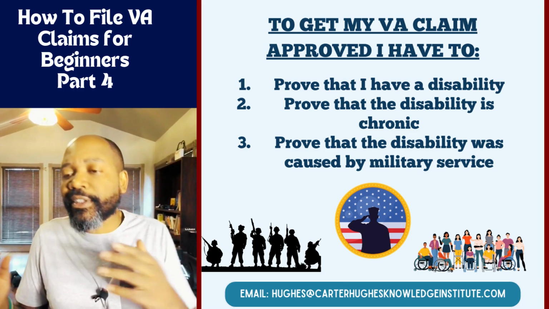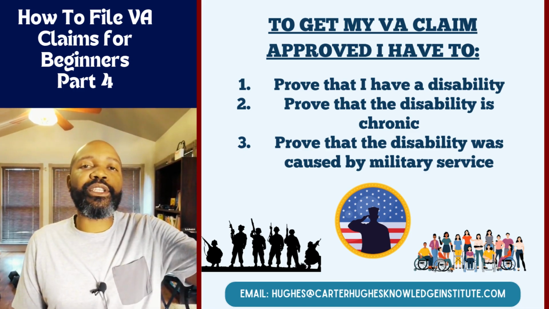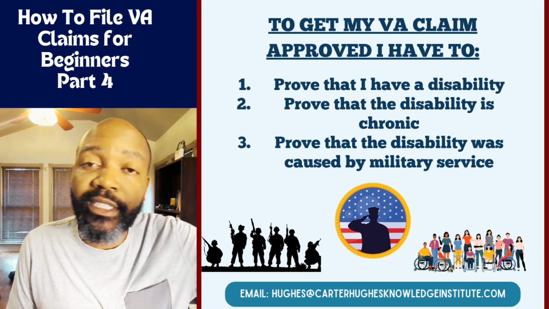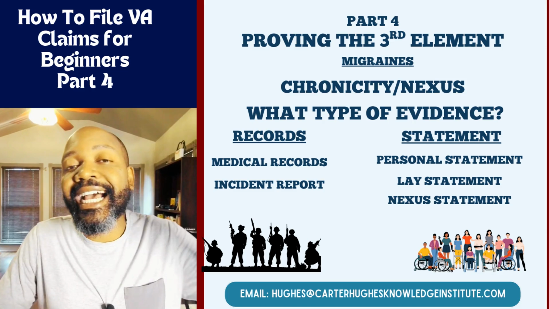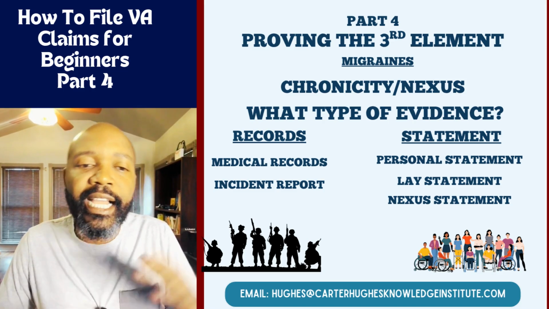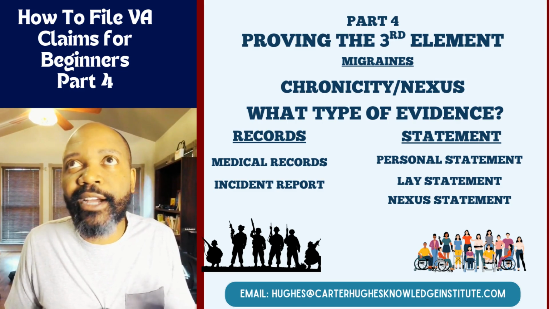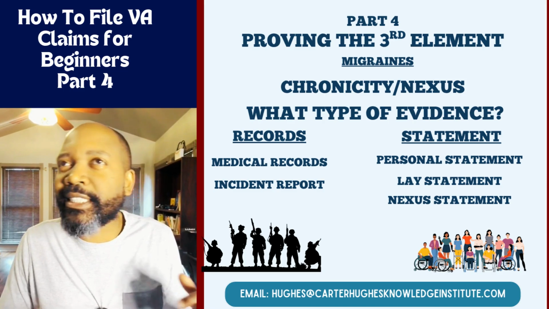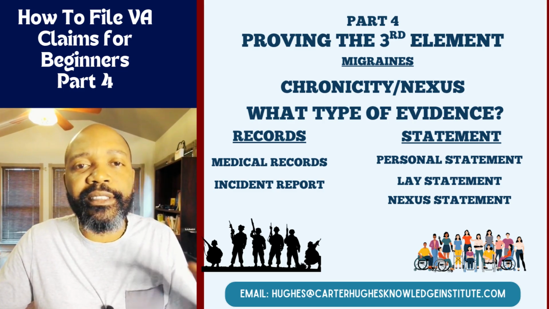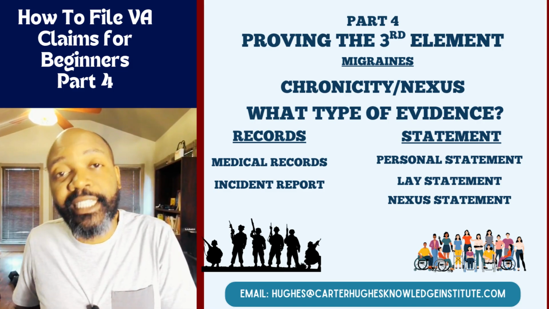For migraine specifically, in this situation, to prove the nexus, what type of evidence can we use? We can use medical records. If I went to the doctor for migraine since separation, I can use those medical records to prove chronicity, right? I could also use an incident report. Let's say during the time since separation to now, at my job, I've had to call out because of my migraines. I can use that report to show this veteran has been dealing with migraines since they separated.